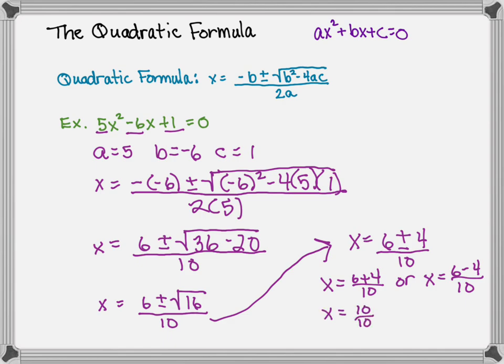So the first one simplifies to 10 over 10, which is 1. And the second one, 6 minus 4 is 2, so we get 2 over 10, which simplifies to 1/5. So we get two answers, x equals 1 or x equals 1/5.